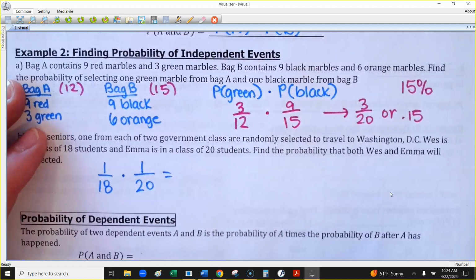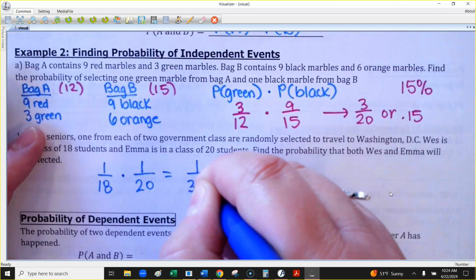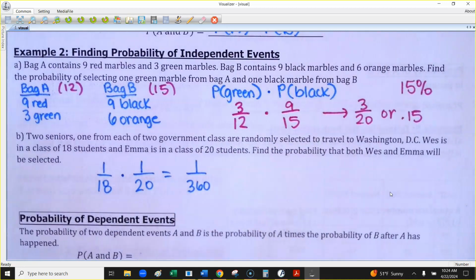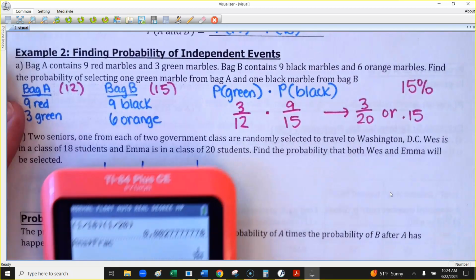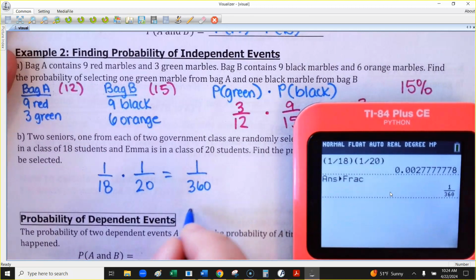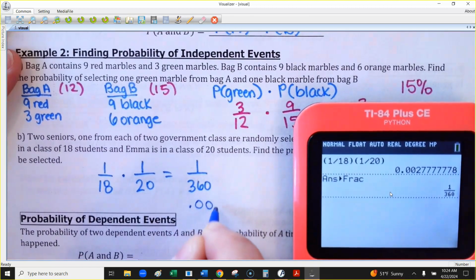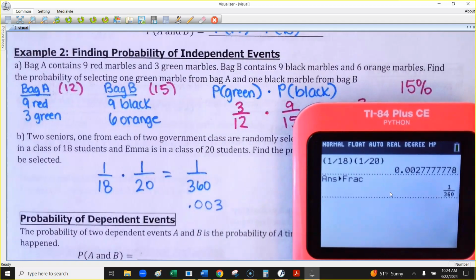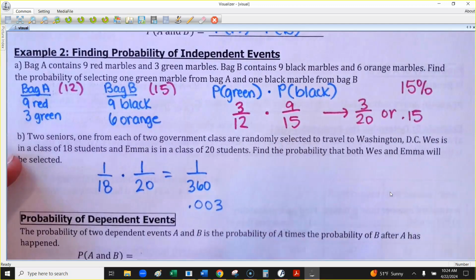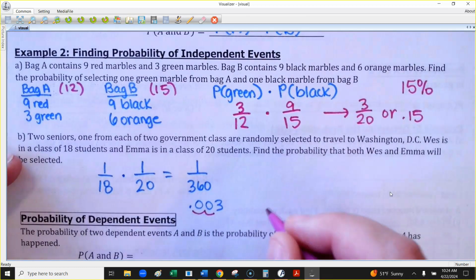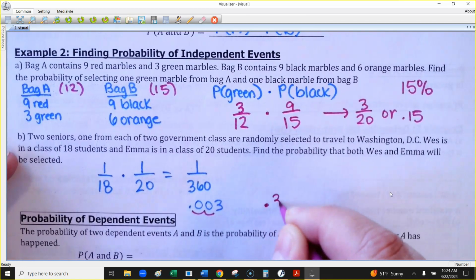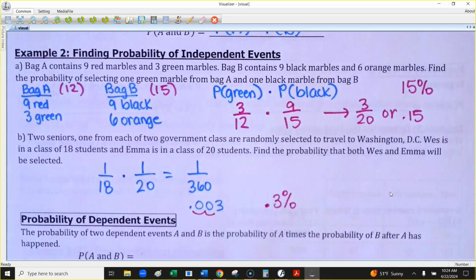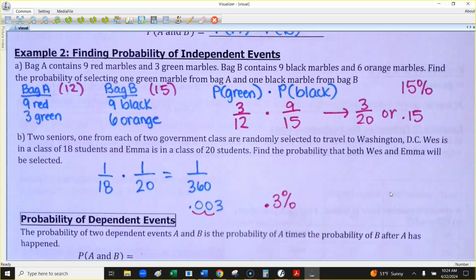This would be a 1 out of 360 chance that these 2 specific people, and you can see on my calculator screen there, the decimal is 0.003 rounded, super small. As a percentage, you just scooch that 2 decimal places, so this would be 0.3%. So if these people were trying to go on this trip together, it would be extremely unlikely that they would randomly be selected to go together. Is anybody having a question?